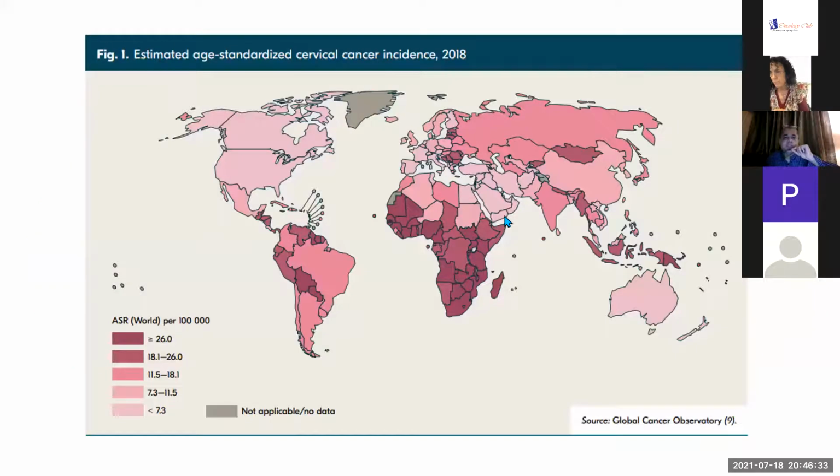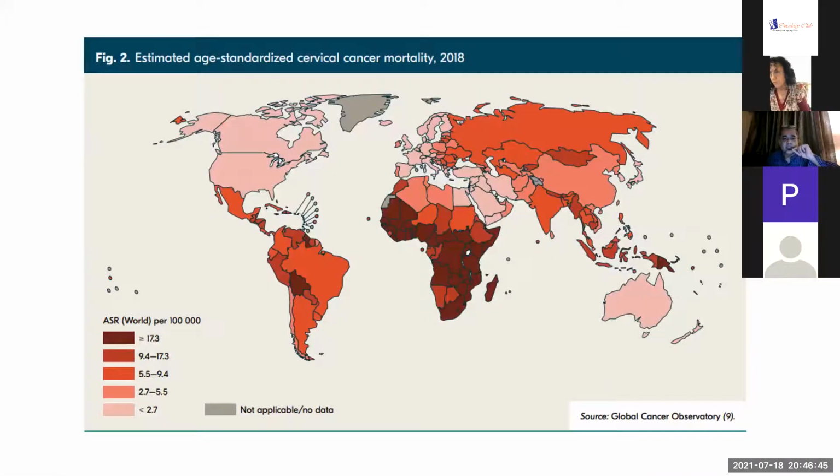Just to show the global incidence, if you look at these dark maroon ones, you can see that Africa, India, and Southeast Asia are the main regions where the global burden of cervical cancer lies. And the same happens with mortality. So like I said, it's a preventable disease, and there should be strategies to prevent this and treat cervical cancer in early stages so that mortality rates are reduced.